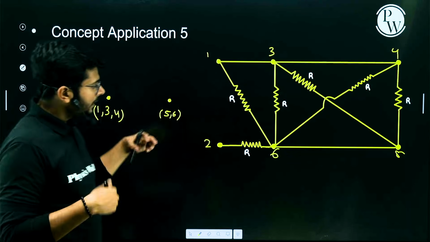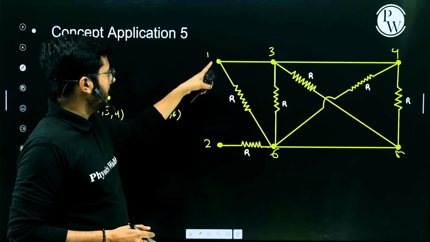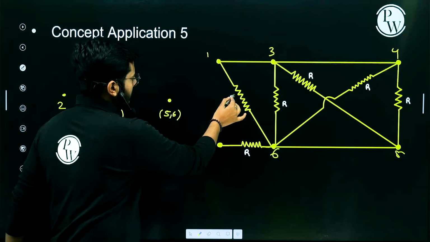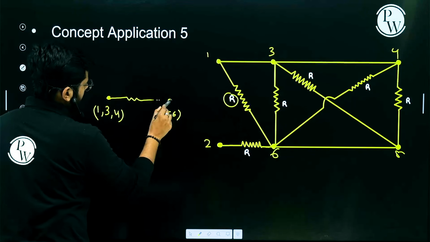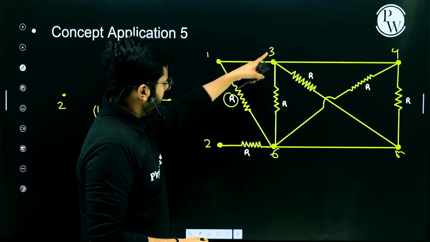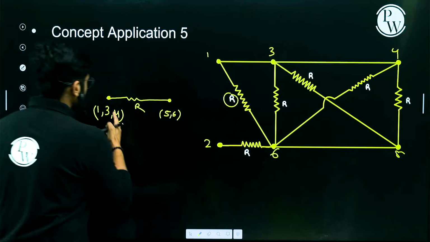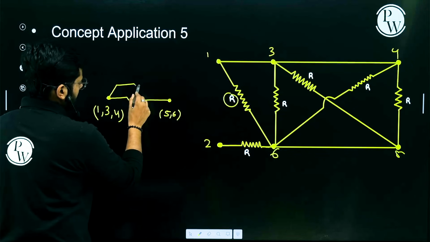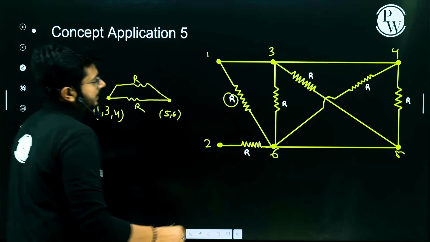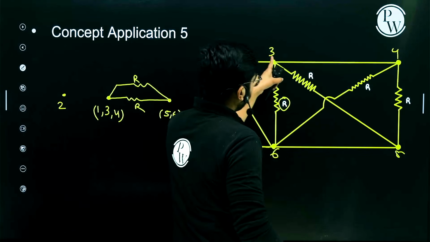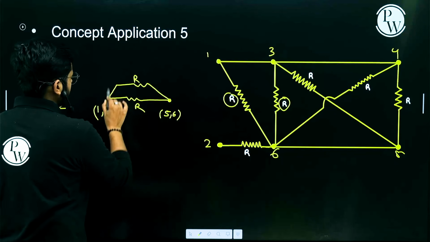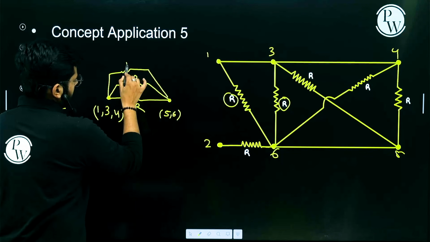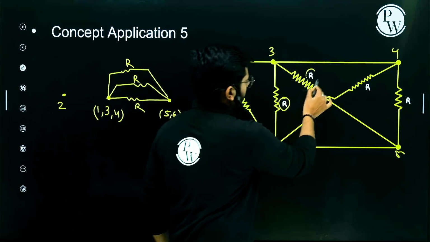Okay. Now you just draw all the resistances one by one. Between 1 and 6 you have one resistance R, all right? Between 3 and 6 another resistance R, all right? This one is also taken care of. Between 3 and 5 another resistance R, all right? This is also taken care of.